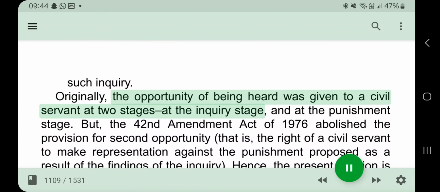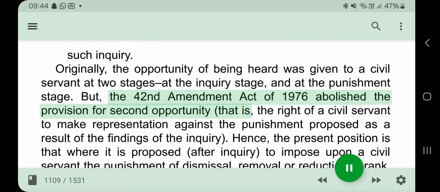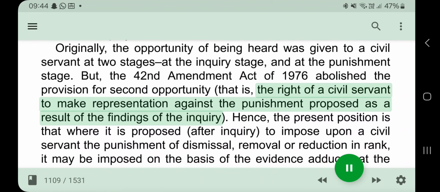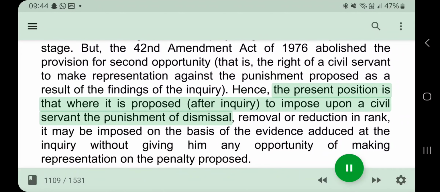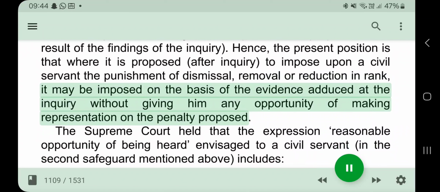Originally, the opportunity of being heard was given to a civil servant at two stages: at the inquiry stage and at the punishment stage. But the 42nd Amendment Act of 1976 abolished the provision for the second opportunity, that is, the right of a civil servant to make representation against the punishment proposed as a result of the findings of the inquiry. Hence, the present position is that where it is proposed, after inquiry, to impose upon a civil servant the punishment of dismissal, removal, or reduction in rank, it may be imposed on the basis of the evidence adduced at the inquiry without giving him any opportunity of making representation on the penalty proposed.